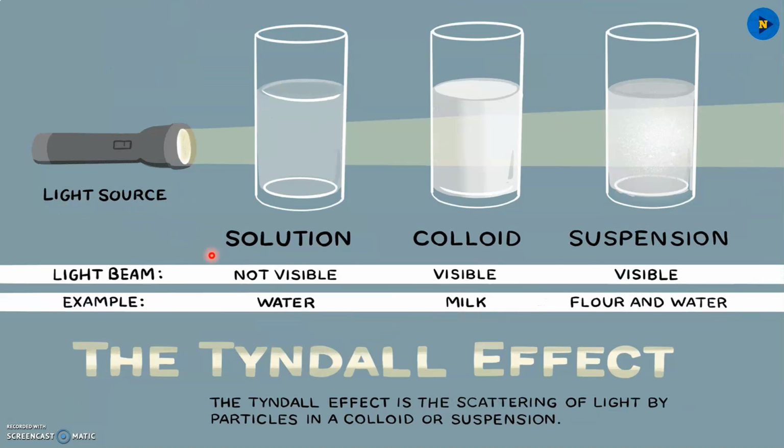This is our light source, and we have a solution, a colloid, and a suspension. When the light beam is shined through, we can see when it is shined through the solution, the path of the light is invisible. But when it's passed through the colloid and the suspension, the path of the light is clearly made visible. And this is the Tyndall effect. The Tyndall effect is the scattering of light by particles in a colloid or suspension. So it does not apply to a solution.